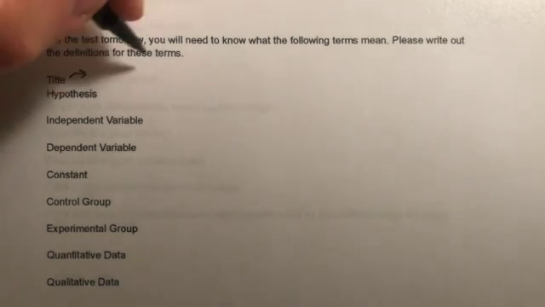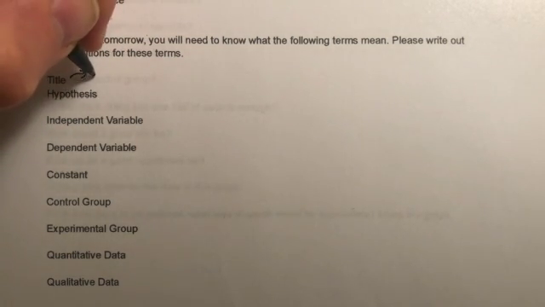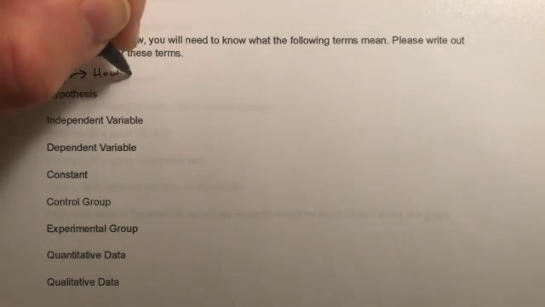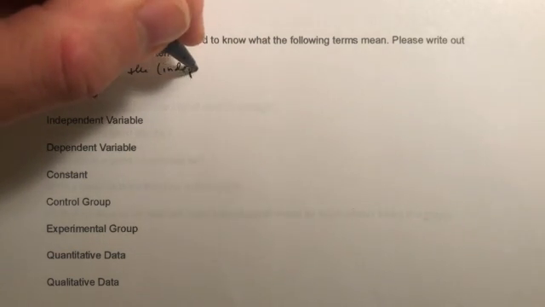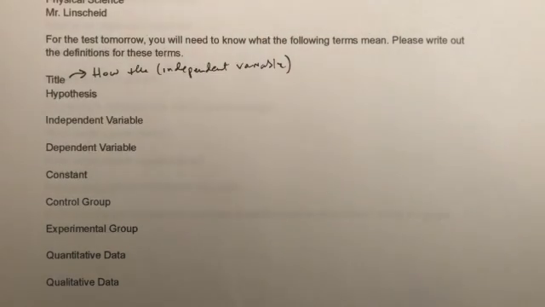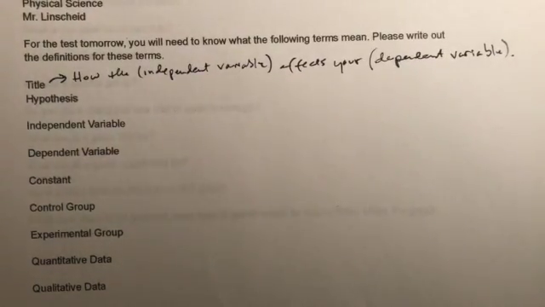It is something, though, that takes this form: how the, and then you put your independent variable, how your independent variable affects your dependent variable, whatever that is. You don't put in the actual words independent variable or dependent variable. You put in what the independent variable is, what the dependent variable is.